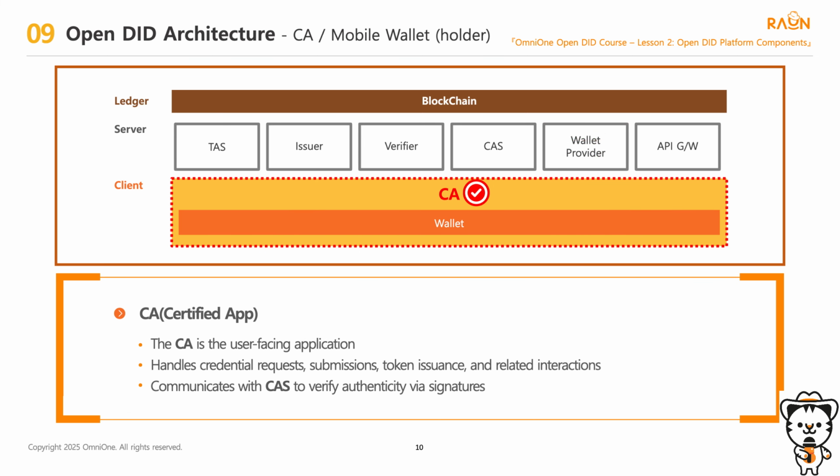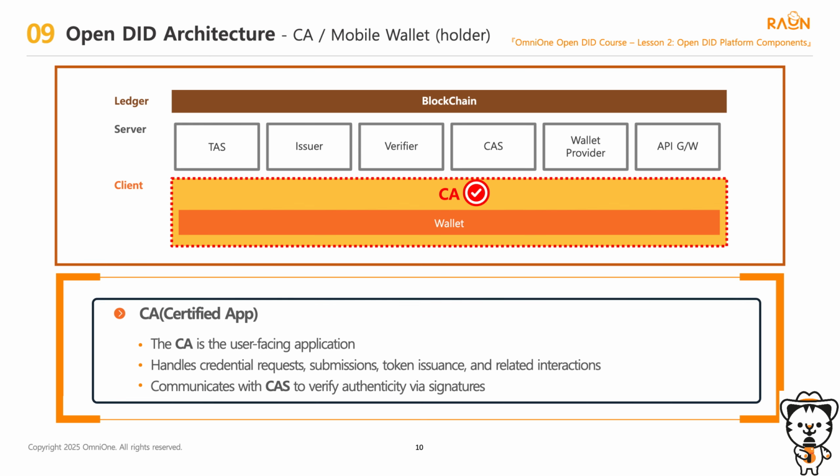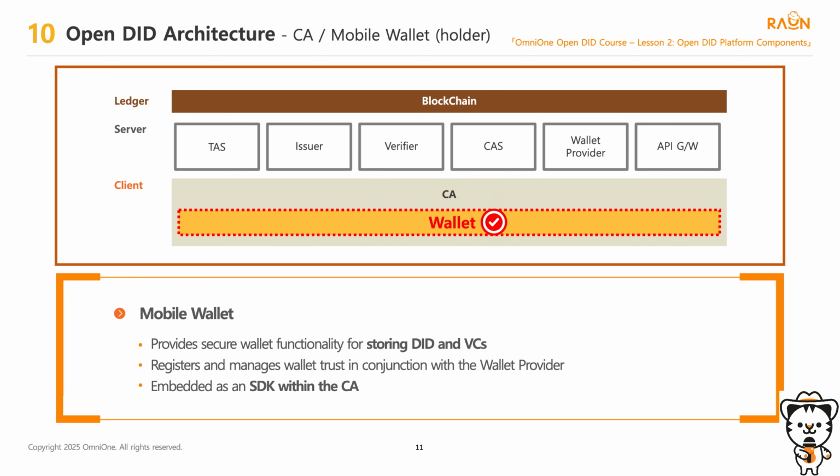Next, let's move on to the CA, also known as the certified app. The certified app belongs to the client side of the system. It is the client application that the user interacts with directly, the one that provides the actual screens and features for users. This app handles practical user-side tasks, such as requesting and submitting credentials, and coordinating token issuance. The certified app also communicates with the CAS, and proves that it is a legitimate certified app, by signing its requests.